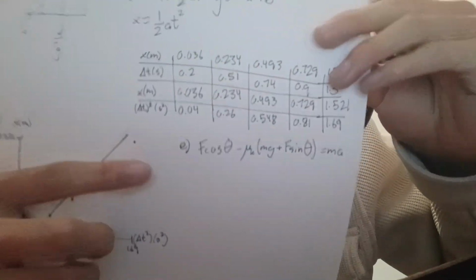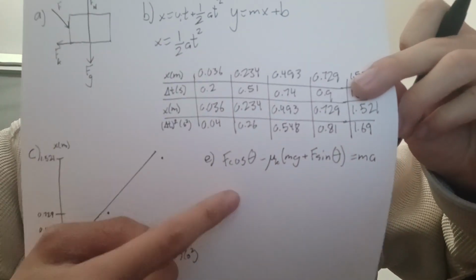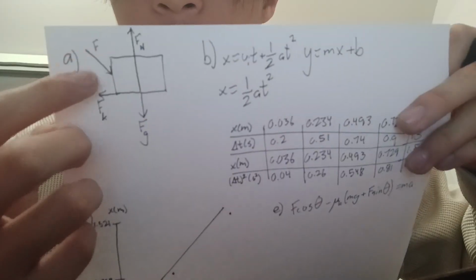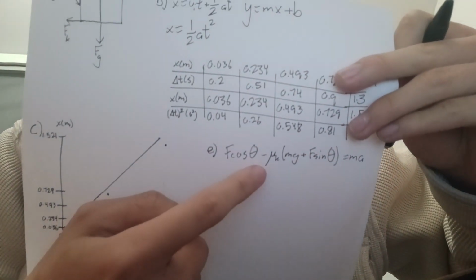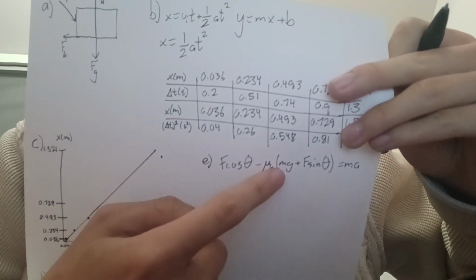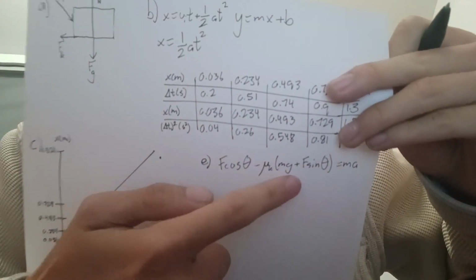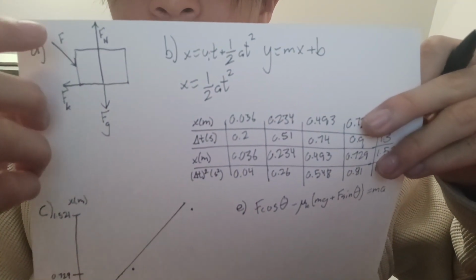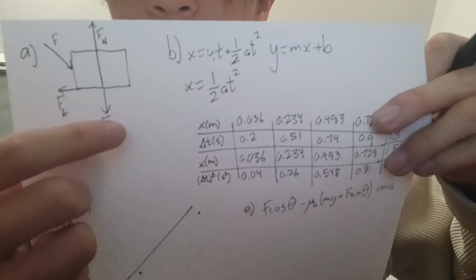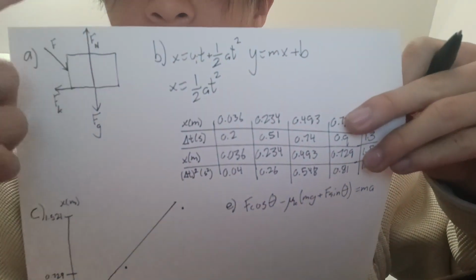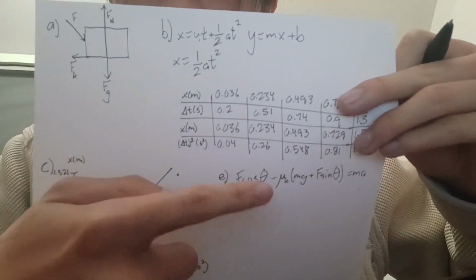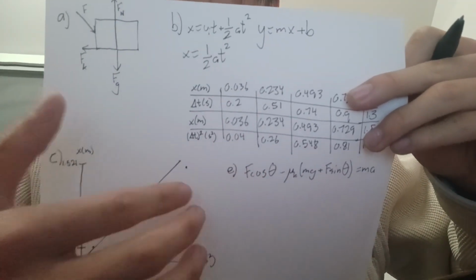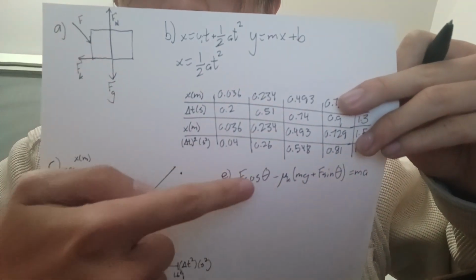The equation for the net force should be this: F cosine theta, right? The horizontal component of the applied force here, minus mu k times the force of gravity plus F sine theta, which is the vertical component of this thing, right? Because the vertical component of the applied force plus Fg equals Fn, the magnitude of Fn, and then multiply that by the coefficient of friction, you should get the frictional force. And so subtract that from F cosine theta, and you should get your net force.